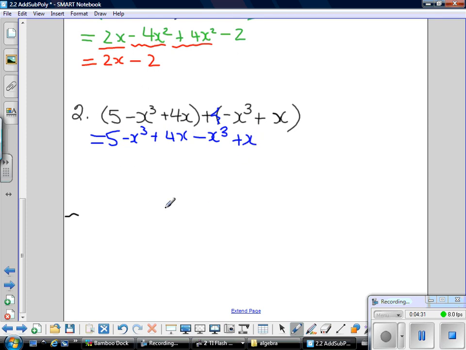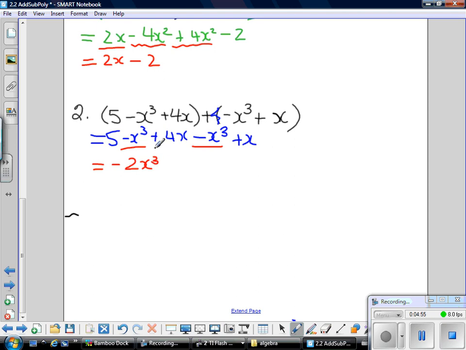So now I'm at the second step and I'm gathering like terms. So what things go together? Well, I'm going to start with the x cubed terms first. So I have a negative x cubed and another negative x cubed. So negative 1 and another negative 1. So I have a negative 2x cubed.